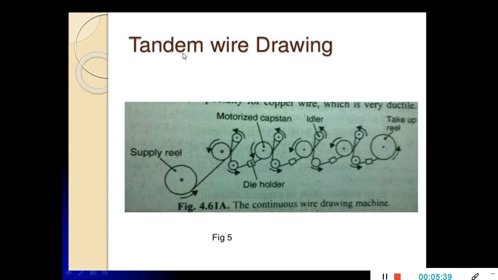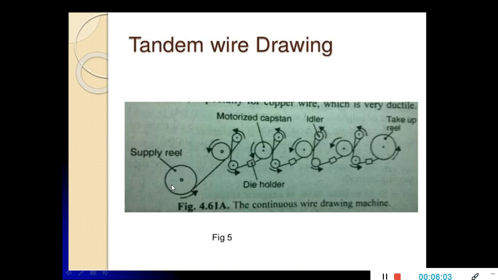Now next one, tandem wire drawing. Tandem wire drawing is known as the continuous wire drawing machine. The name itself indicates that the continuous wire drawing machine is made in such a way that the diameter of the wire is decreased by a small amount in only one pass. Got the point?